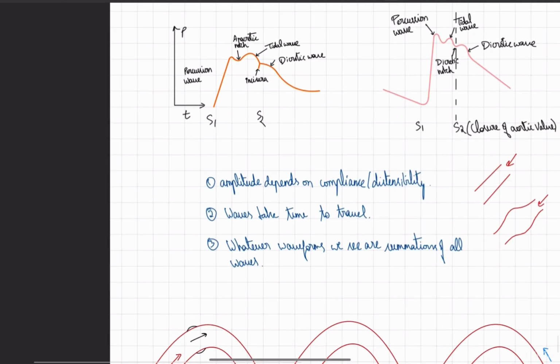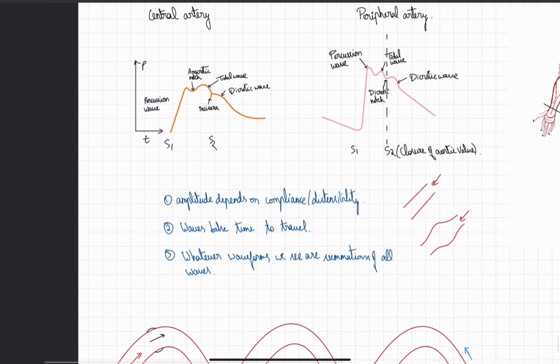And the other basic rule is the amplitude depends on the compliance or distensibility of the vessel. The waves take time to travel, and they travel a distance. That's the second rule. And whatever waveforms we see are summations of all waves. These are rules that I created right now to make you understand. Don't follow them blindly, the rules, as in big rules and all. Okay, fine. Now let's jump in.